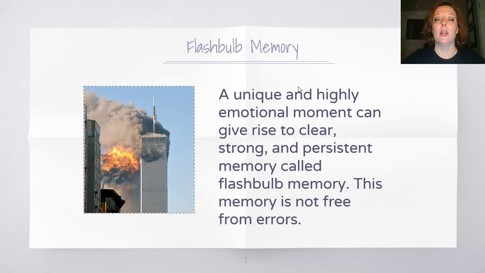In a flashbulb memory, a unique and highly emotional moment can give rise to very clear, strong, and persistent memories called flashbulb memories. This memory, however, is not free from errors. In the picture on your screen, you see the Twin Towers following the attack on 9/11. A lot of people have very strong flashbulb memories of that day. If you were around, you know exactly where you were when you heard the news. But interestingly enough, a lot of those memories do have some error in them. Like I said, they are not free from errors. So sometimes our memories aren't quite accurate.